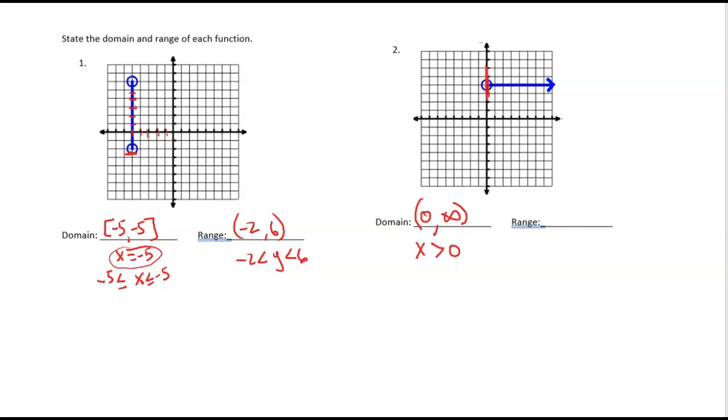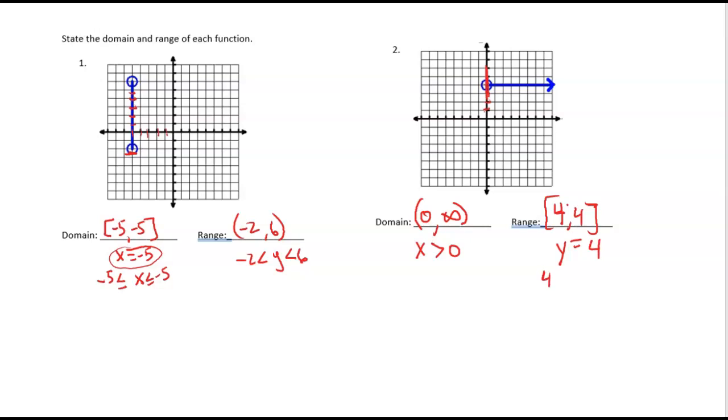For your range, it's very similar to that first one. Notice that I'm not changing my y value. It looks like it's 1, 2, 3, 4. So I can write it as 4 comma 4 with brackets, even though there's an open circle at 4. If the number doesn't change, even though there's an open circle, it's still including it. Y is equal to 4 is another way we can write it.